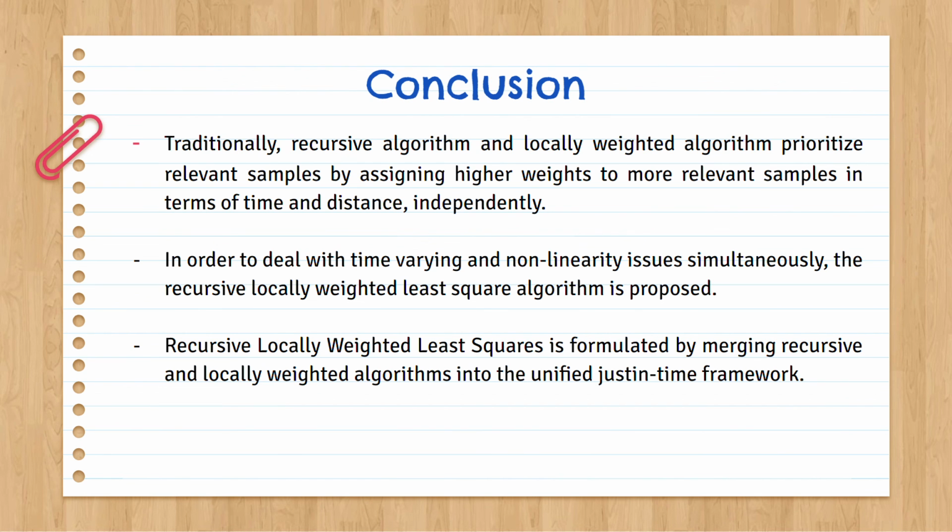Conclusion. Traditionally, recursive algorithms and locally weighted algorithms prioritize relevant samples by assigning higher weights to more relevant samples in terms of time and distance independently. In order to deal with time varying and non-linearity issues simultaneously, the recursive locally weighted least square algorithm is proposed. Recursive locally weighted least squares is formulated by merging recursive and locally weighted algorithms into the unified just-in-time framework.